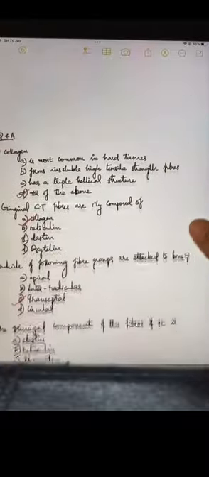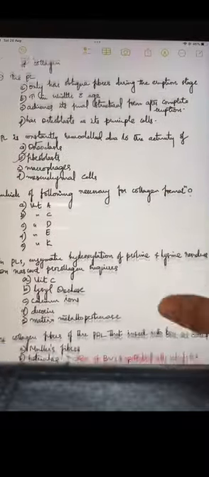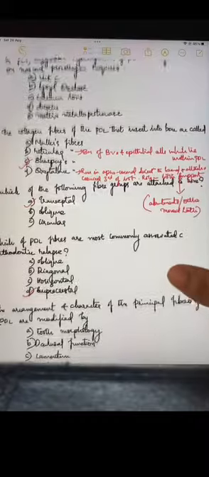So this is all about the periodontal ligament, and some questions are there that can be answered.